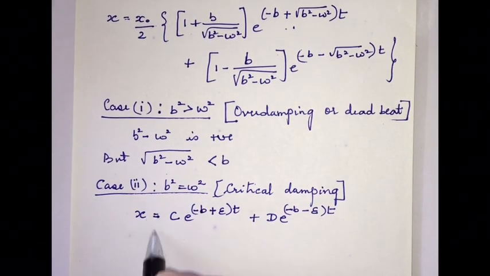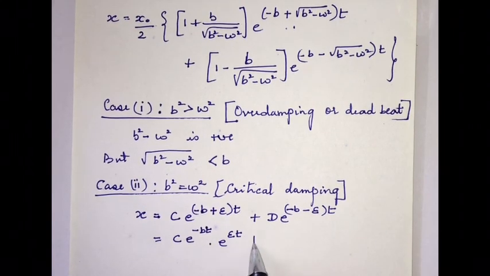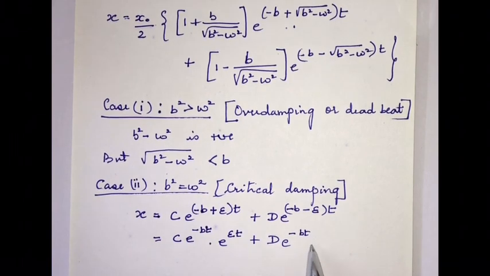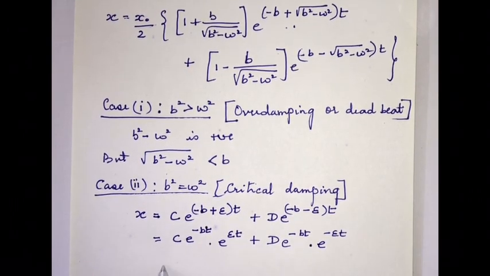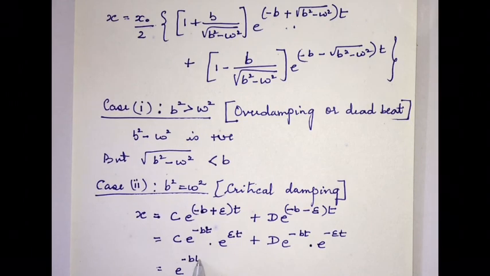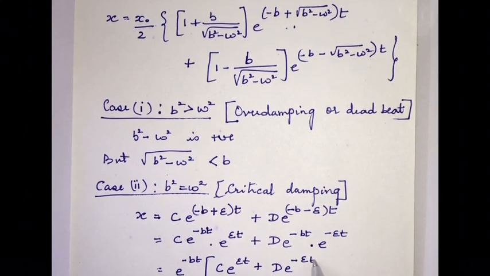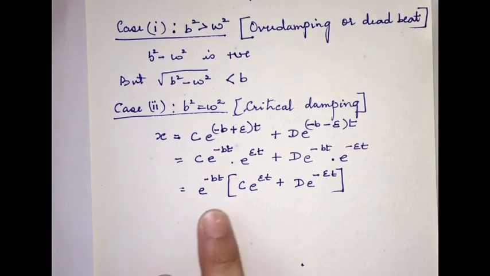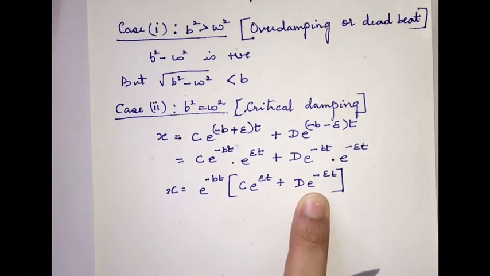If I simplify this equation, I can write it as c e power minus bt into e power epsilon t plus d e power minus bt into e power minus epsilon t. So you can see e power minus bt is common here. I can write this as e power minus bt into c e power epsilon t plus d e power minus epsilon t. This equation x is a product of two terms. One is this term and one more is this term.